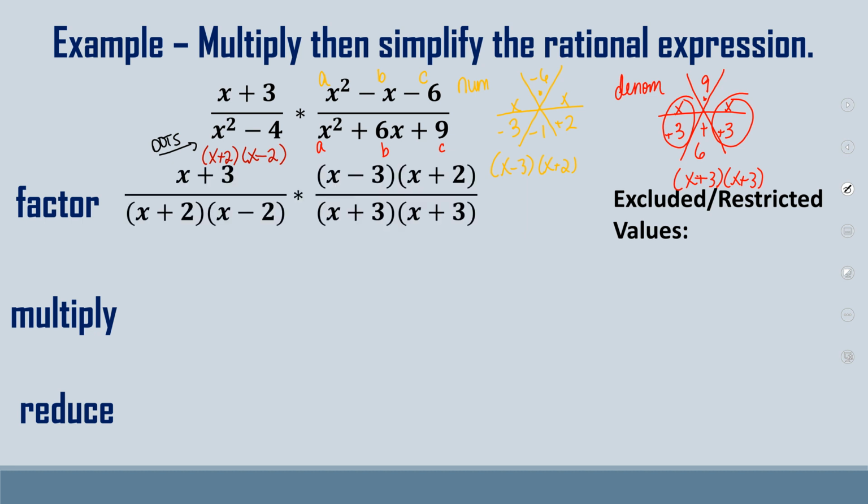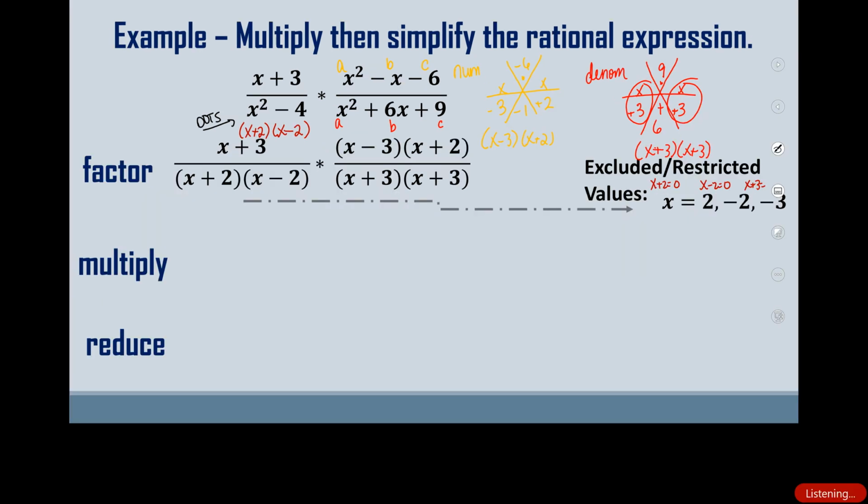X plus 3 over x plus 2, x minus 2. Multiplied by x minus 3, x plus 2 in the numerator, x plus 3 in the denominator. Okay, now again, take everything in the denominator, set it equal to 0, and find those excluded values. So we have an x plus 2 set equal to 0 to get negative 2, x minus 2 set equal to 0 to get the negative 2, and then we have the same factor for the last one. X plus 3 set equal to 0 gives us a negative 3.